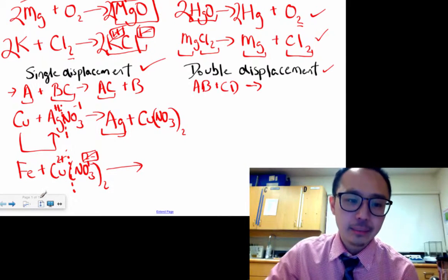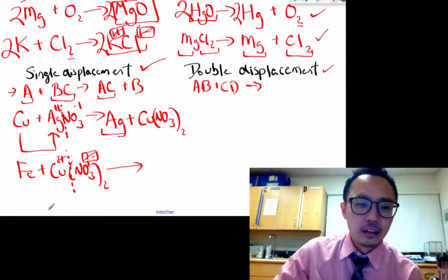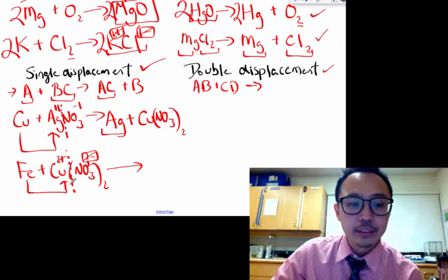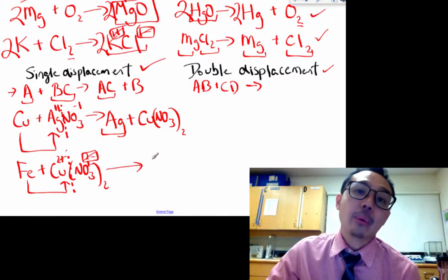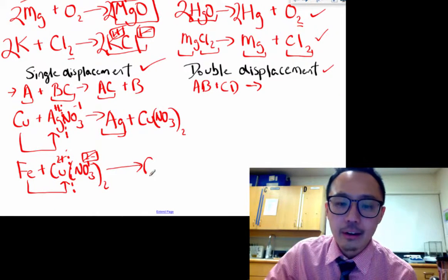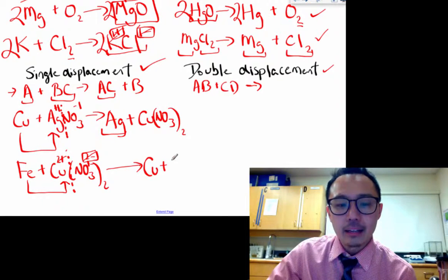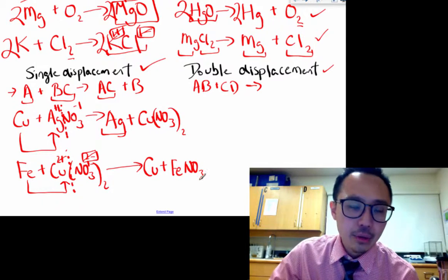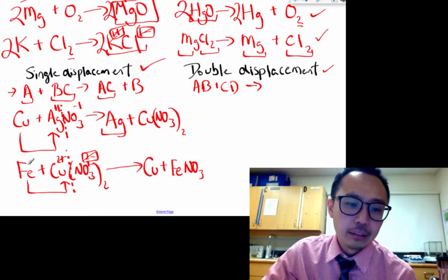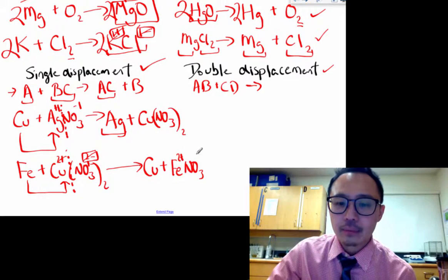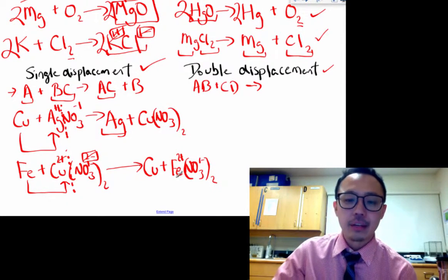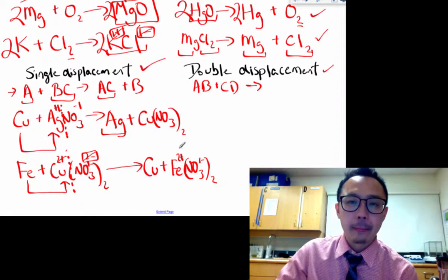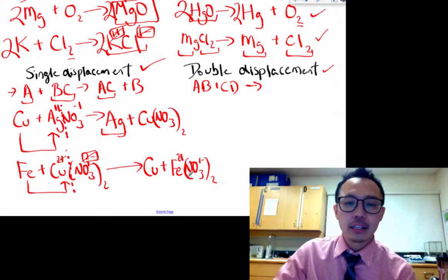Next step is single displacement. Let's move this out of the way. This iron is going to displace copper because iron is positive. So iron is going to take the place of copper. What happens to the copper? Well, copper is going to be by itself, and plus iron NO3. Is it going to be iron NO3? Well, this is going to be 2 plus, and a nitrate is 1 minus, so you're going to need 2 of them. So you have iron nitrate in this form. So that's going to be your single displacement.